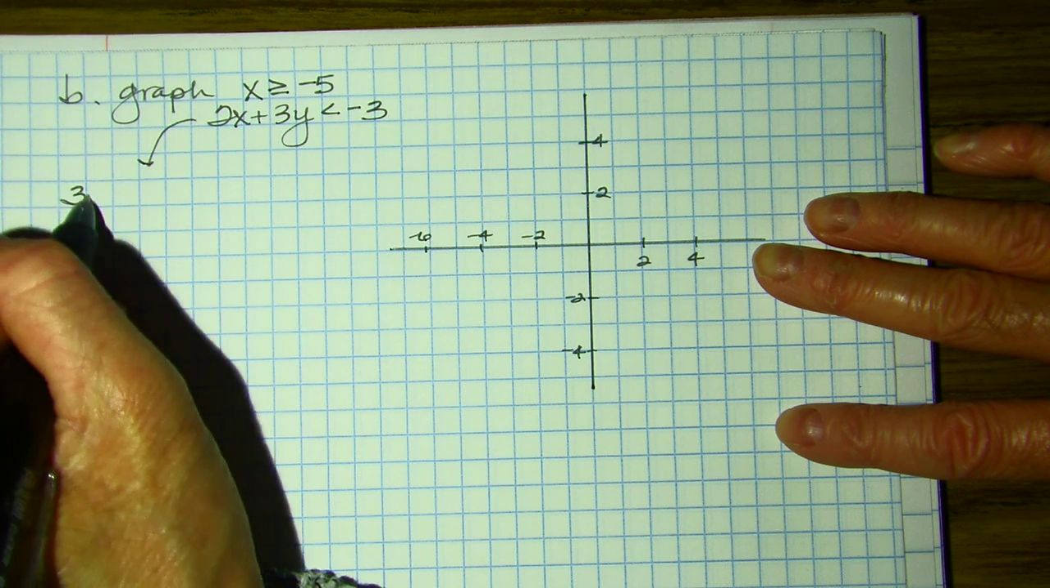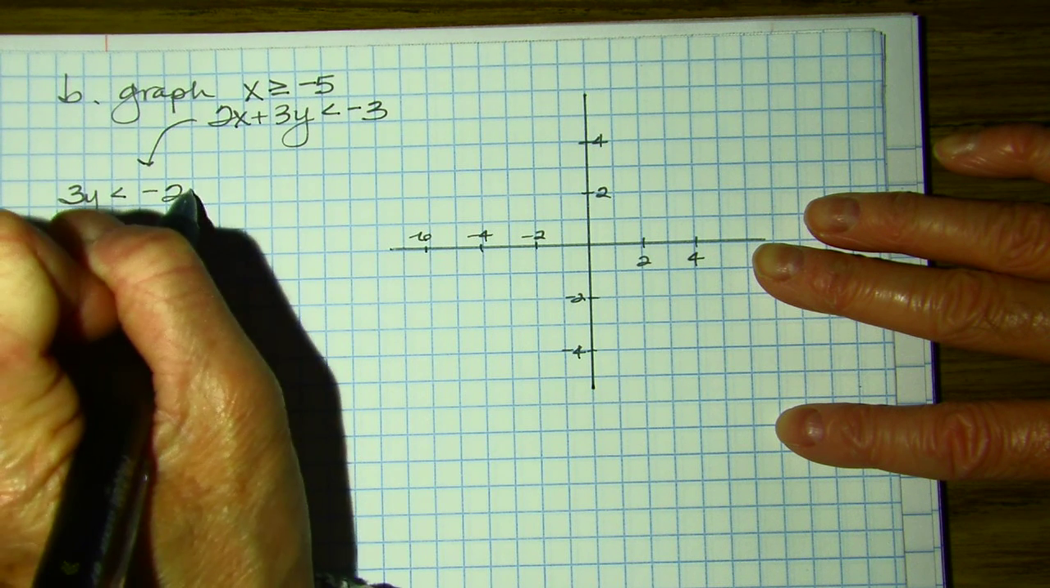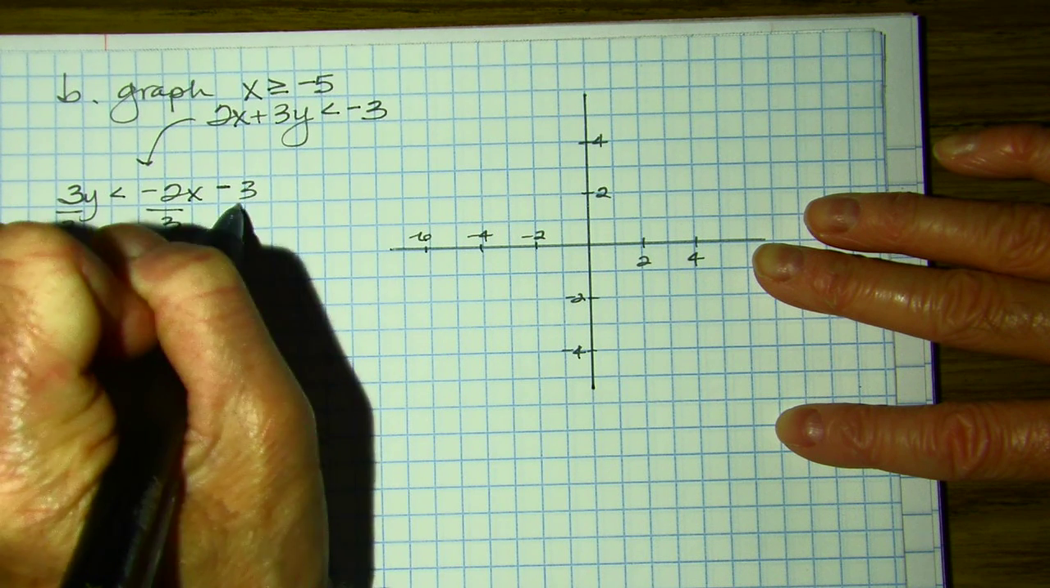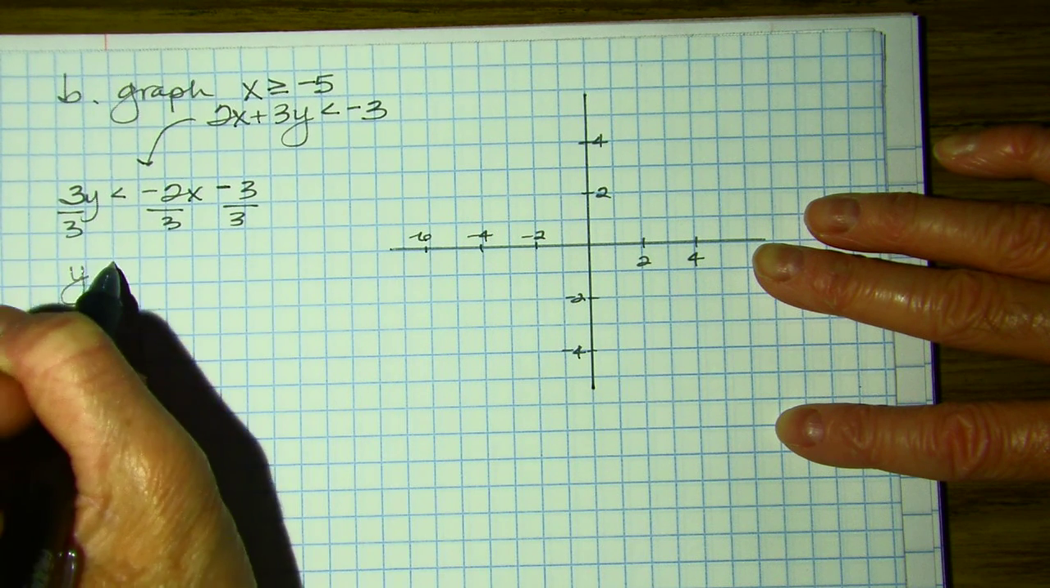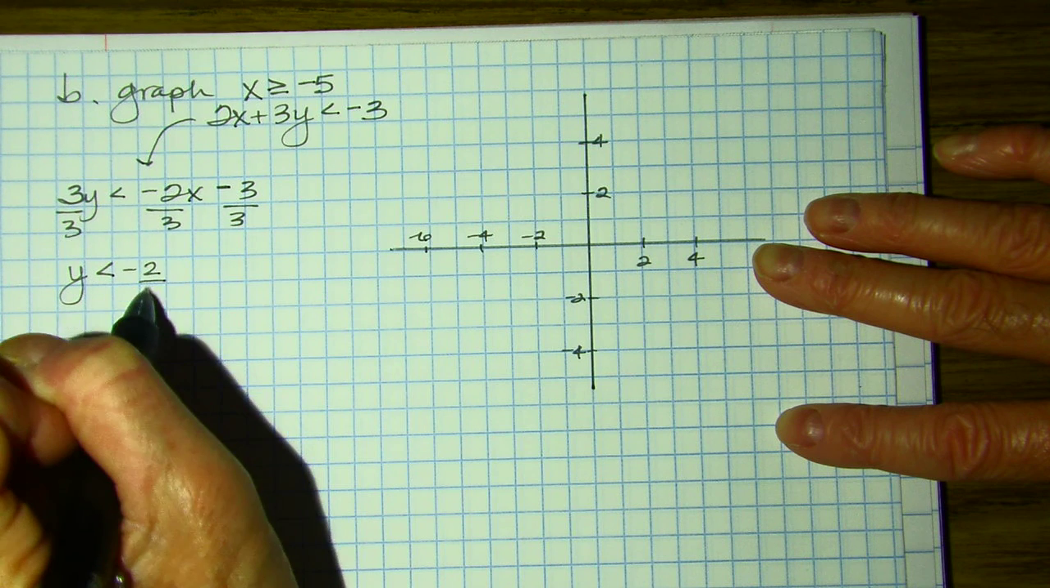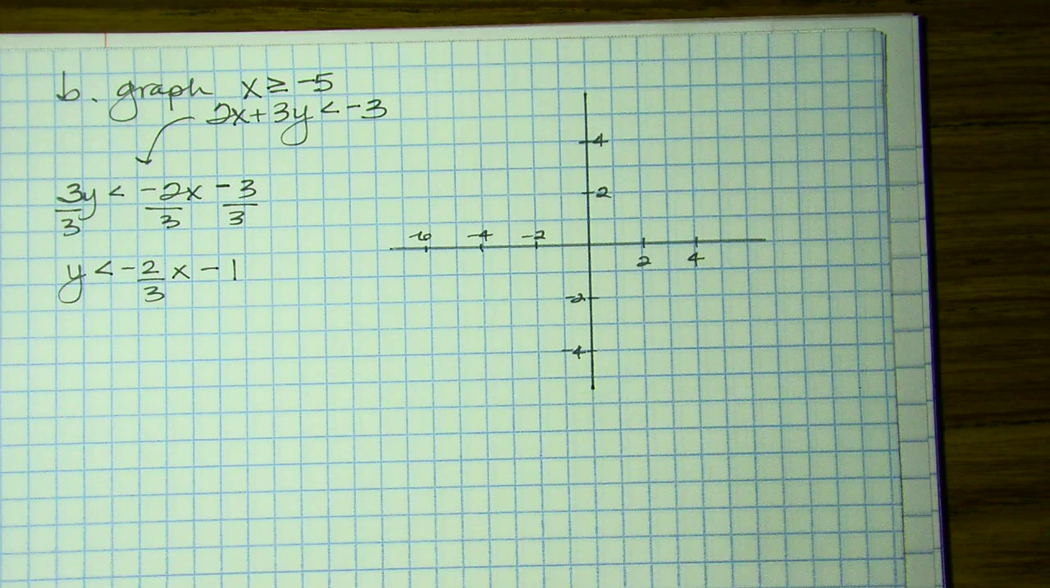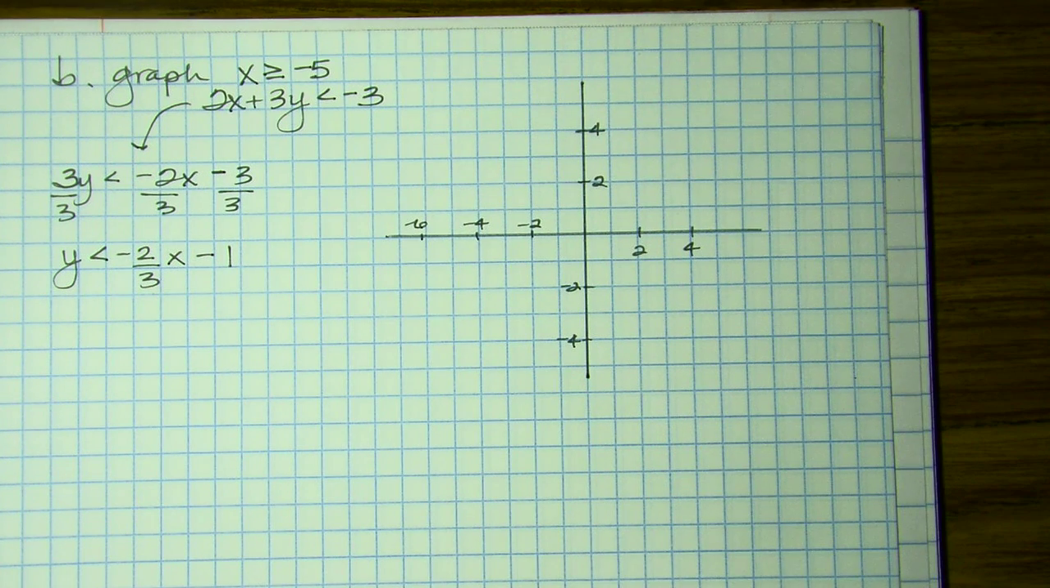So 3y is less than, I'm going to subtract 2x. And then I'm going to divide by 3. So I'm getting it in slope-intercept form. So y is less than negative 2/3 x minus 1. So I have the bottom one in slope-intercept form. And I'll color code these in a second.